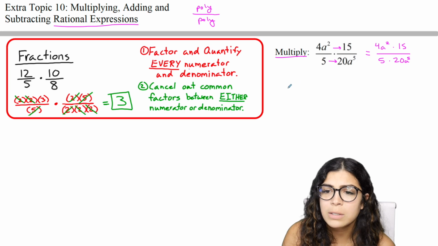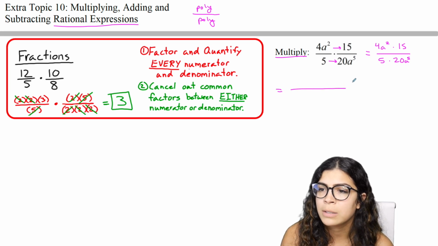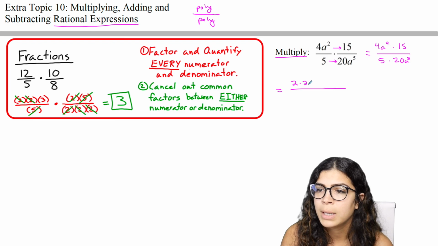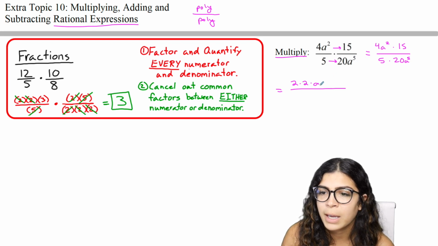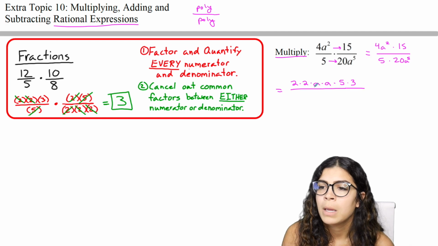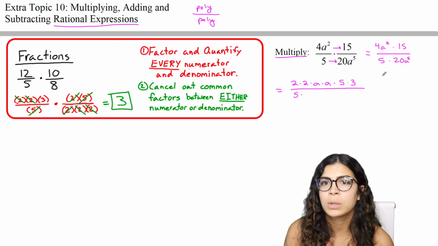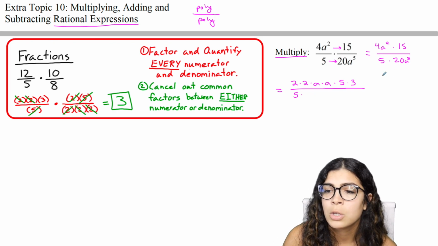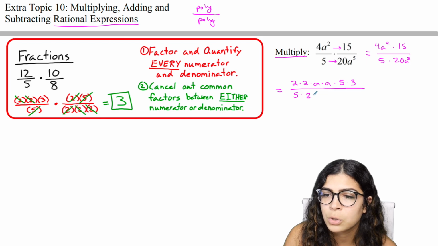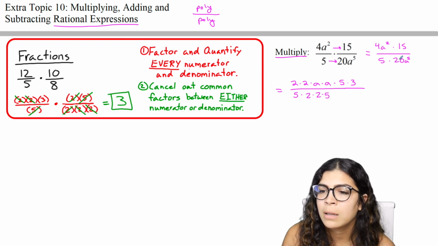So let's go ahead and factor the numerator completely. 4 would factor into 2 times 2, and a squared is just 2 copies of a multiplied together. 15 is 5 times 3. And I'll just extend that fraction bar. Now, in the denominator, 5 can't be factored any further, so I'll just leave it like that. 20 is 4 times 5, and 4 is 2 times 2. So 20 is 2 times 2 times 5. And then a to the power of 5, of course, is just 5 copies of a multiplied together. And I will extend the fraction bar here.